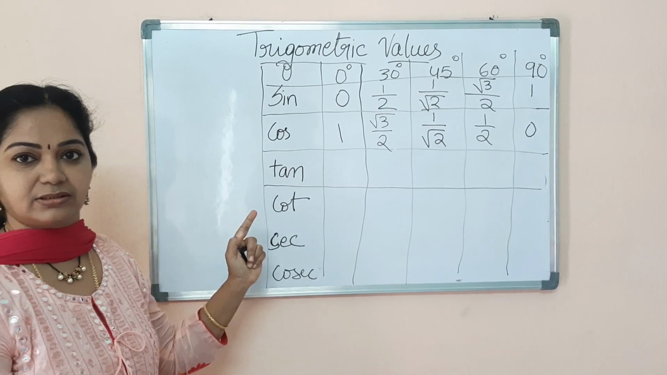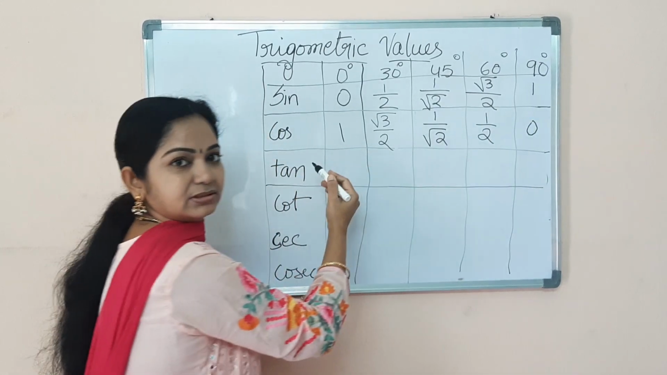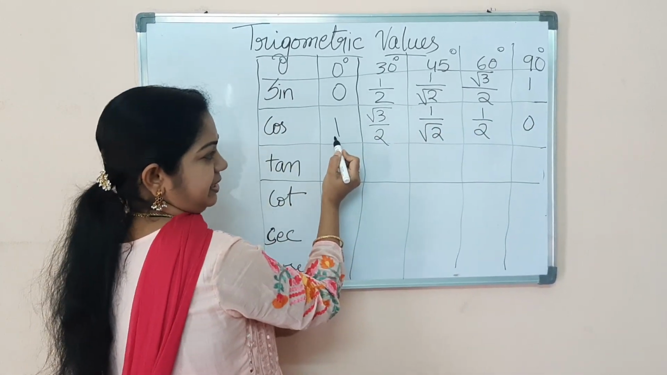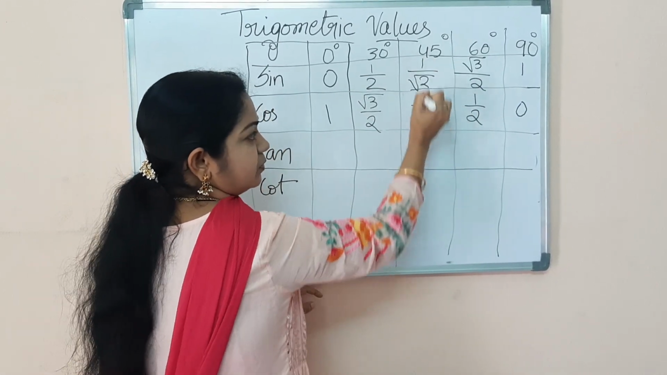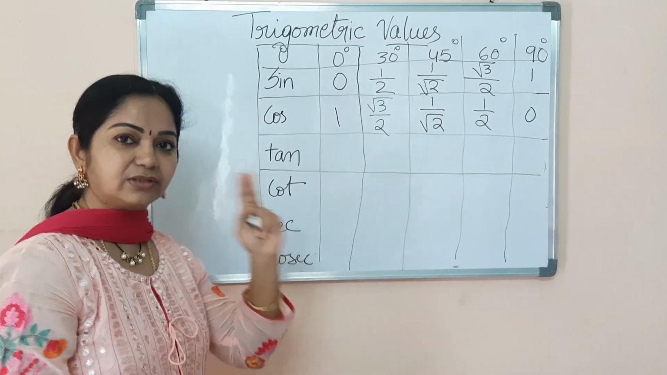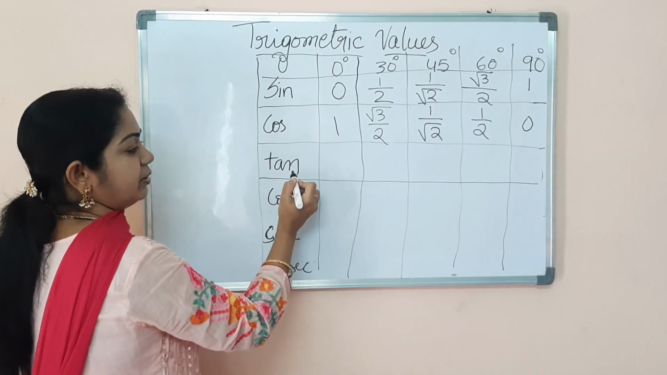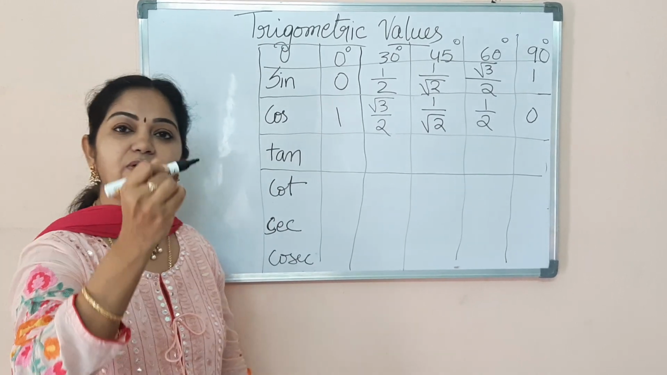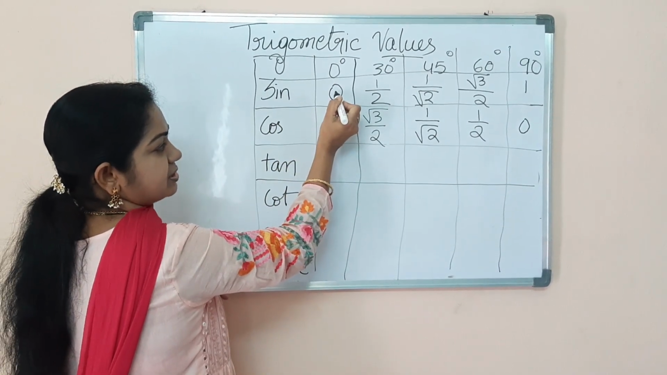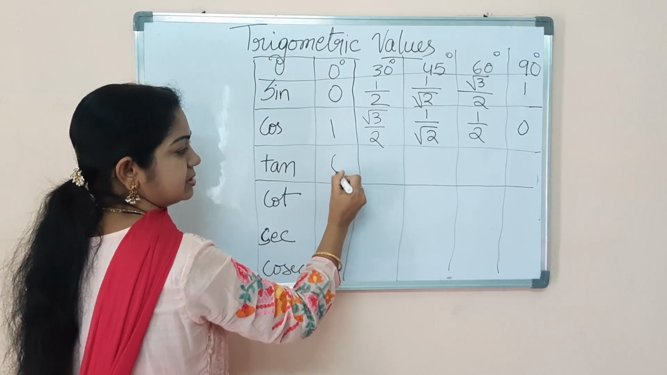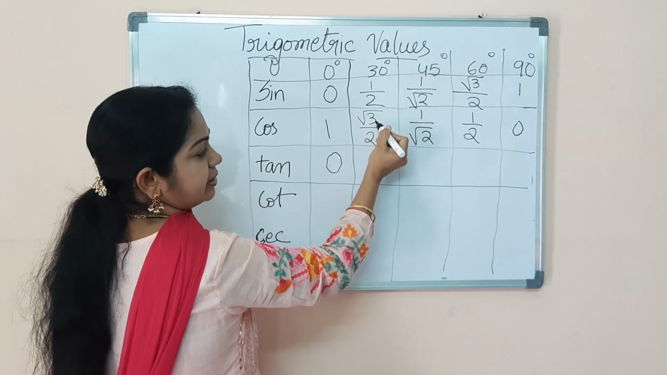Hope you understood this. Or else you can just crisscross the values. See what I did? 1 is placed here, 0 is placed here, root 3 by 2 here, 1 by 2 here, and 1 by root 2. We have to have that concept that they are complementary to each other. Next, we all know that tan is a ratio of sine and cos, so the sine value by the cos value. We should simply divide it. 0 by 1 is 0. Now, I want the tan value for 30 degrees: 1 by 2 divided by root 3 by 2.